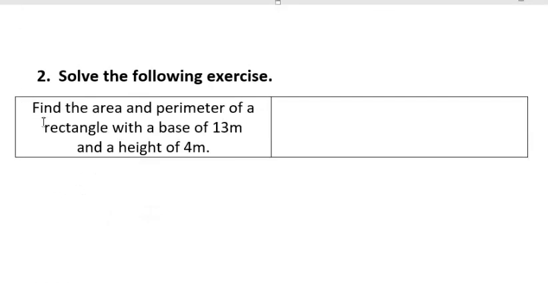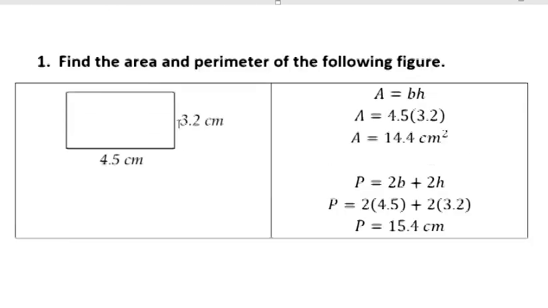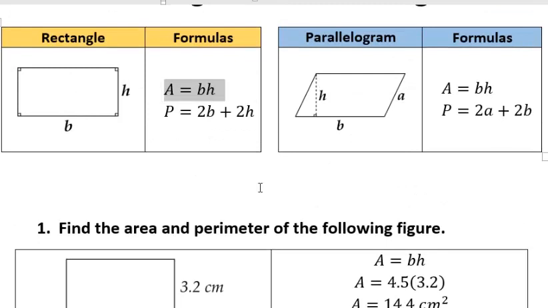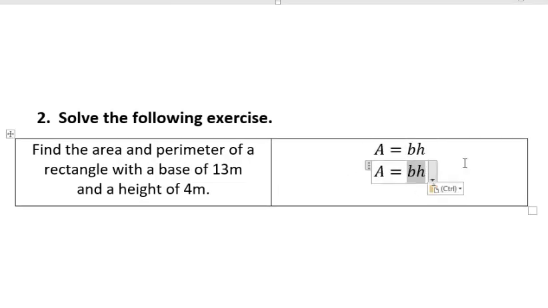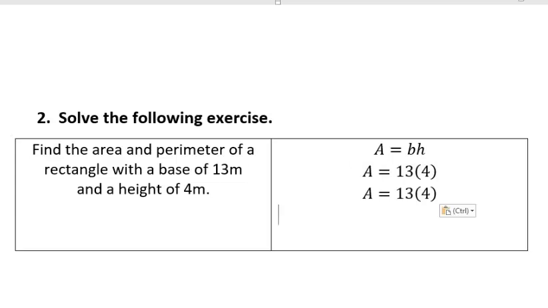Okay, next exercise. I am asked to find the area and perimeter of a rectangle with a base of 13 and a height of 4. So B will be 13 and H will be 4. Just need to follow the formulas and that will be it. So area equals base times height. Instead of B, I'm going to put 13, and instead of H, I'm going to put 4. So I'm going to multiply 13 times 4. That should give me 52. Okay, so 13 times 4, 52.